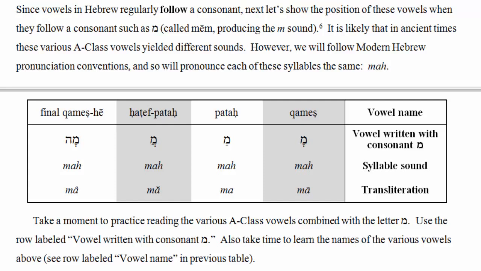So notice in the table the letter mem resting above the A-class vowel in each case. Each of these four will be pronounced ma. Whether with the kametz vowel, it's pronounced ma. With the patach vowel, pronounced ma. With the chatef patach vowel, pronounced ma. And with the final kametz he vowel, again pronounced ma. Take a moment to read over these Hebrew syllables. Each one of them produces the sound ma.